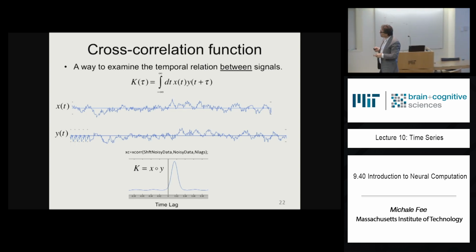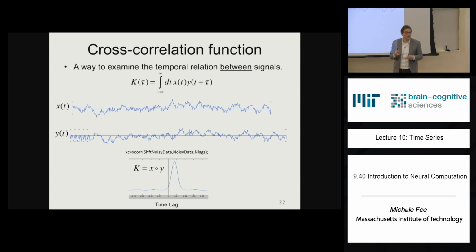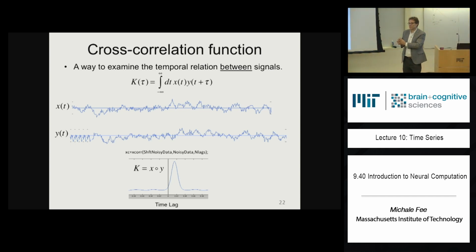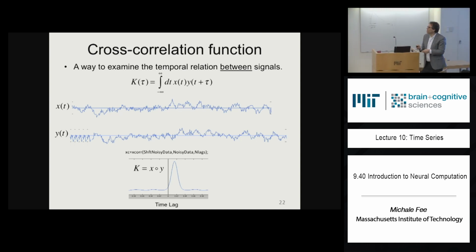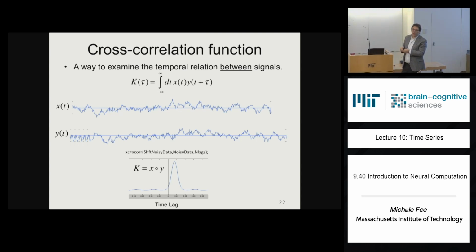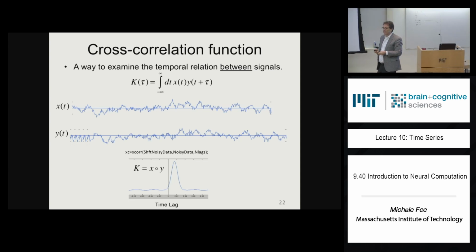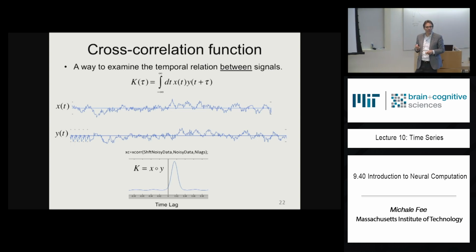So this is actually a really powerful way to discover the relation between two different signals. And in fact, it gives you a kernel that you can actually use to predict one signal from another signal. Now, if you were to take x and convolve it with k, you would get an estimate of y. Okay, we'll talk more about that later. Pretty cool, right?